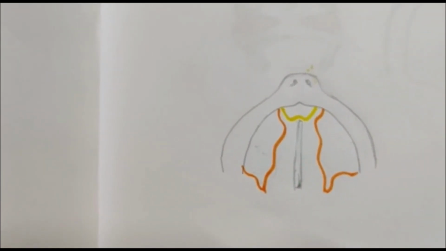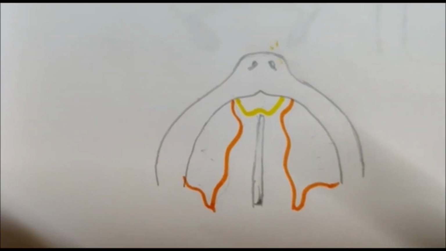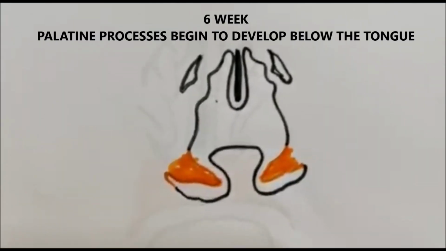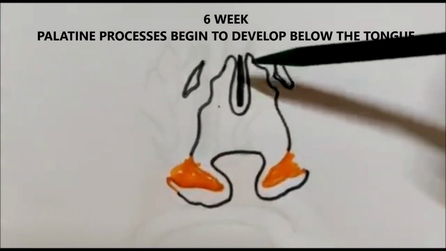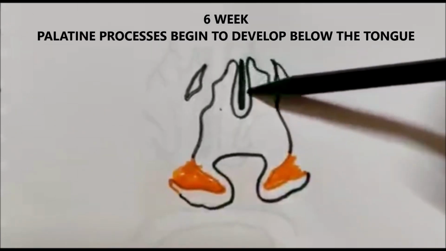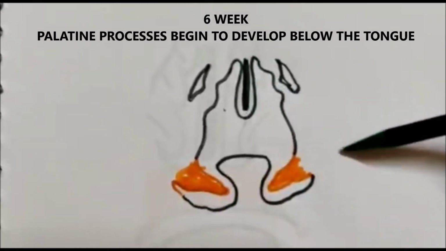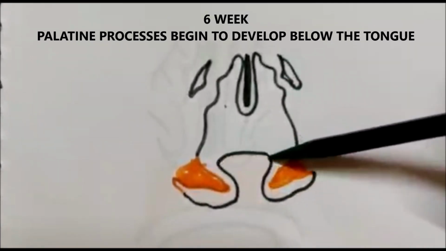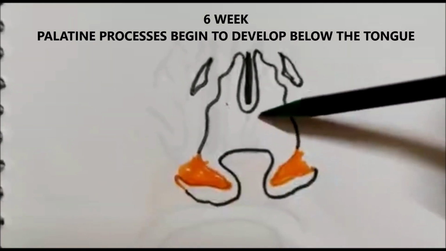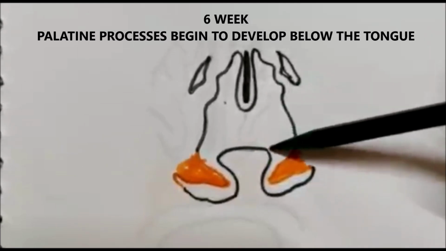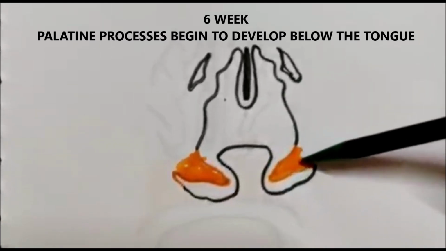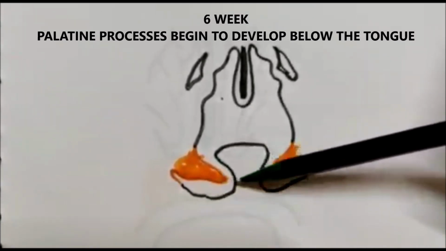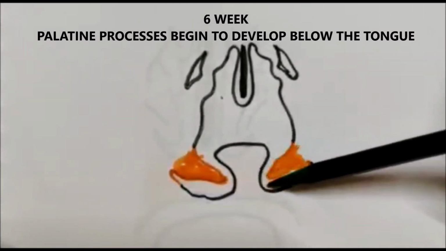Now, if we take a coronal section of this particular stage, that is around the 6th week, we will be able to see something like this. This is the developing nasal septum, which has also developed from the frontonasal process, and this is the developing nasal cavity, and this is the developing tongue. So we can see there is no partition between the nasal cavity and the oral cavity. And the palatine processes which form the secondary palate develop inferior to the developing tongue.